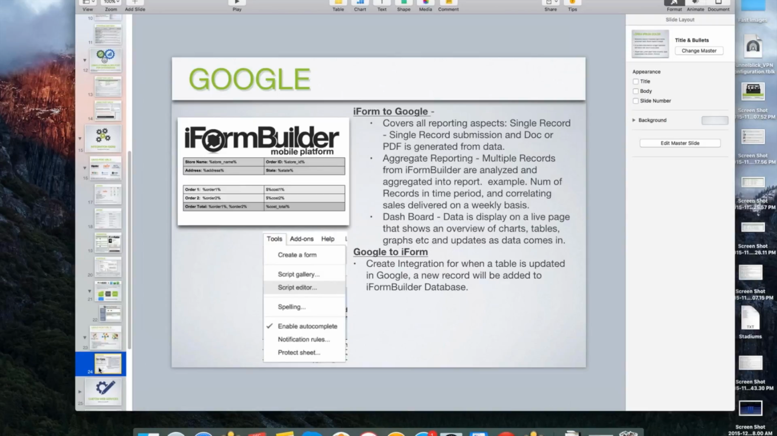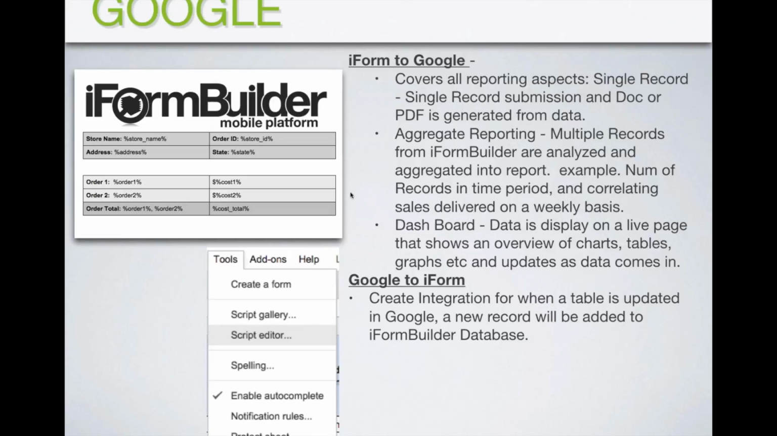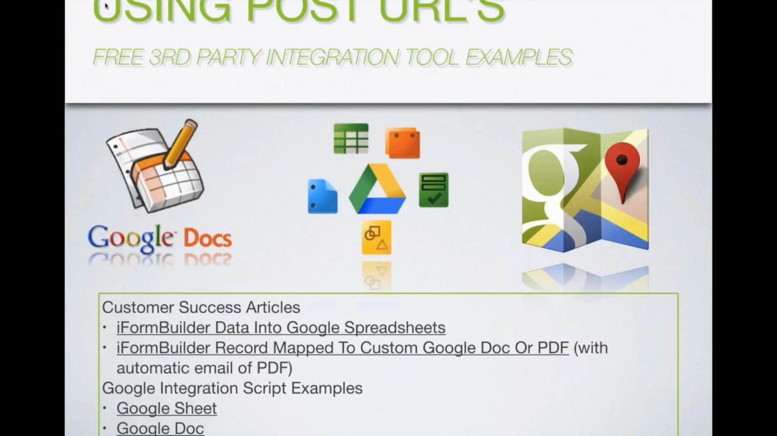So this is a little screenshot, so it kind of shows it. But the idea is that you're able to add in your own logo, and then where you see store name, and then we have our percentage sign, and then store_name percentage. This is where you're able to call to the data column names of your form fields and match those up. The next piece after you've actually matched those up is you would go into the script editor in Google, and that's under the tools section.